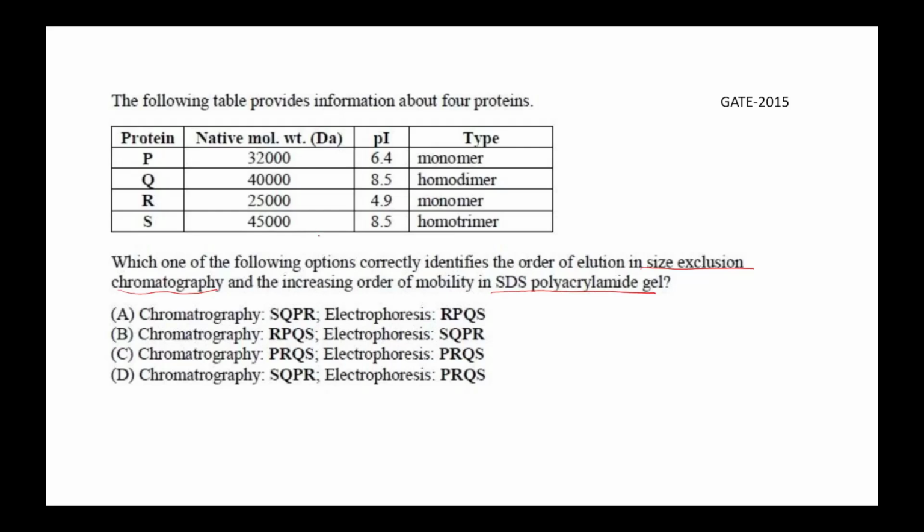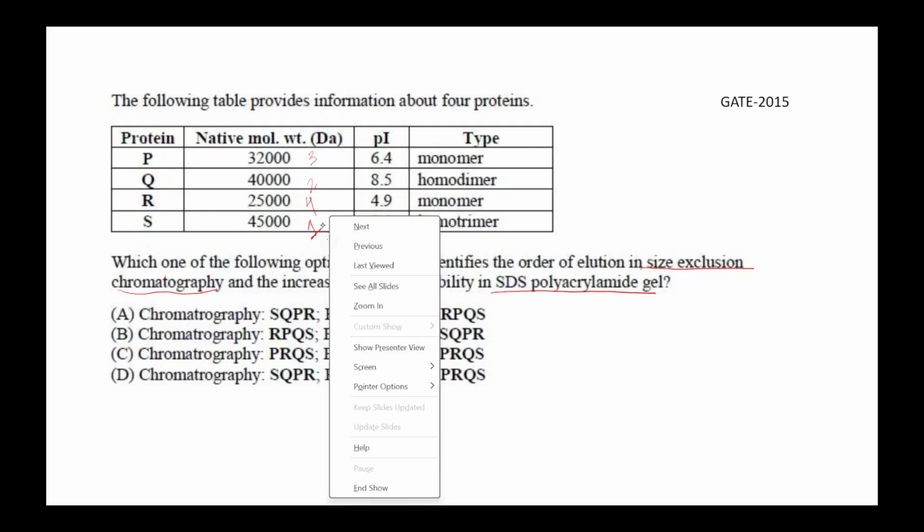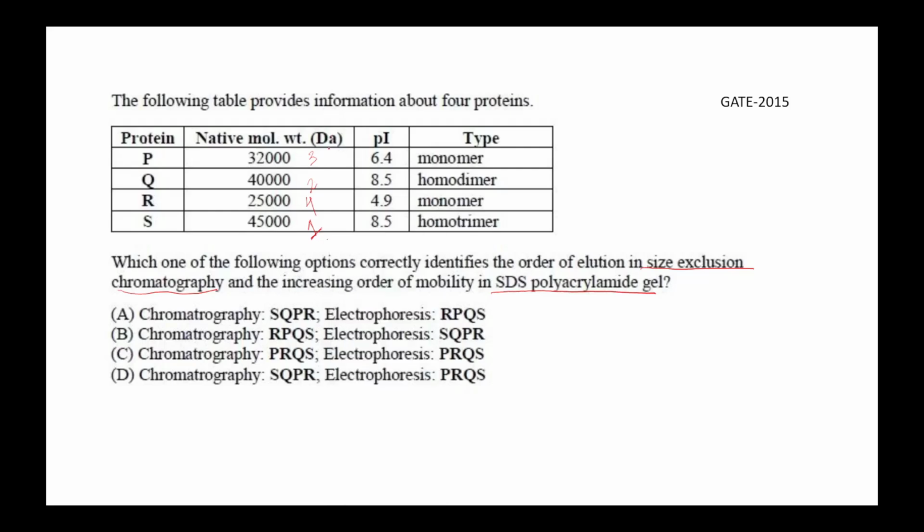So if you see the sizes, the S protein has the highest size, 45 kilodalton, then Q protein which is 40 kilodalton, P protein which is 32 kilodalton, and R protein which is 45 kilodalton. So that is the order of elution, because the higher molecular weight will be eluted first. So S followed by Q followed by P and followed by R. So S, Q, P, R. Here, option D, you can see in the chromatography, this is the order of elution via size exclusion chromatography.